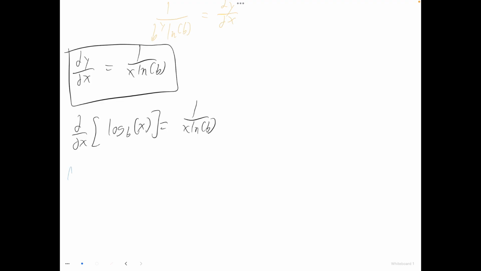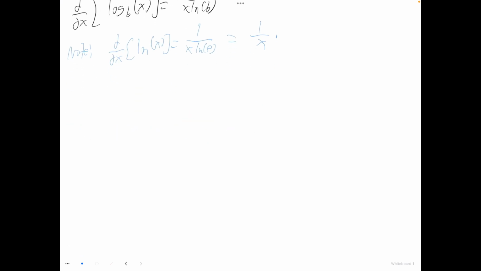Now, a special note is that the derivative with respect to x of ln of x is 1 over x ln of e, but ln of e is 1, so this is just 1 over x. Just as e to the x had the simplest derivative, its corresponding inverse, ln of x, has the simplest derivative. We're going to use the fact that we now have these derivatives to compute some examples.